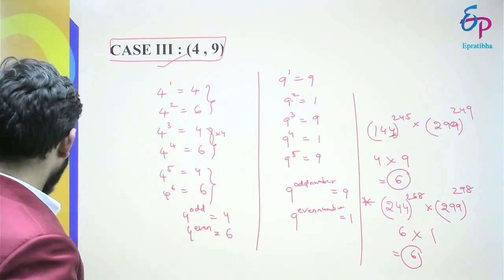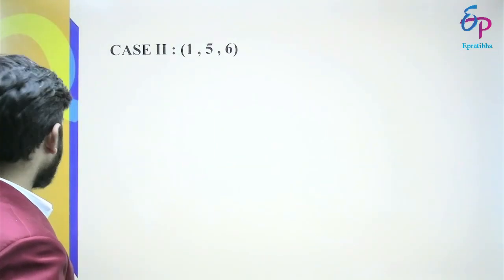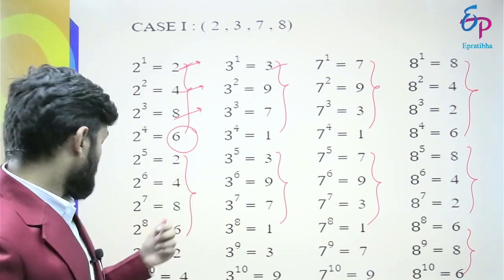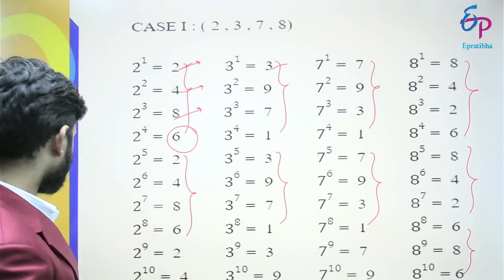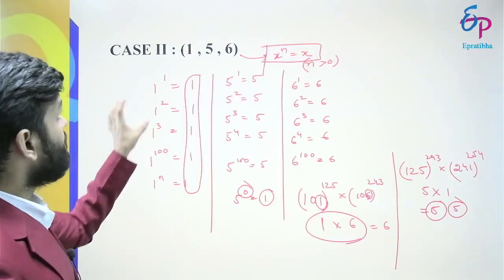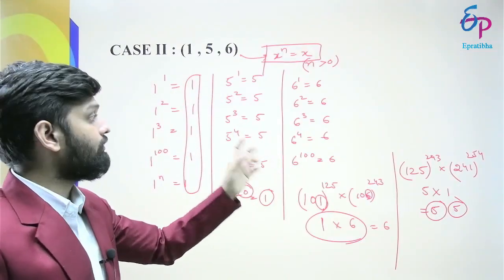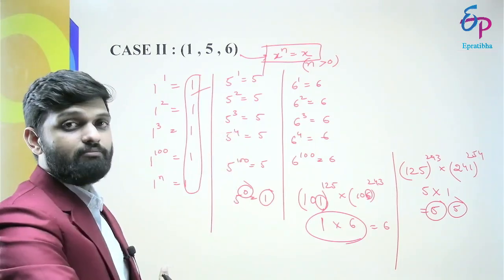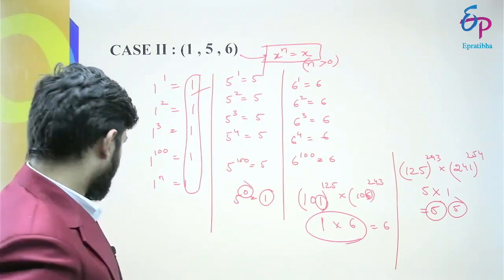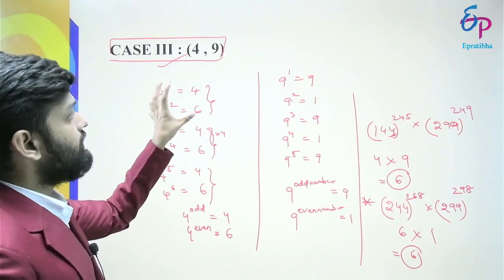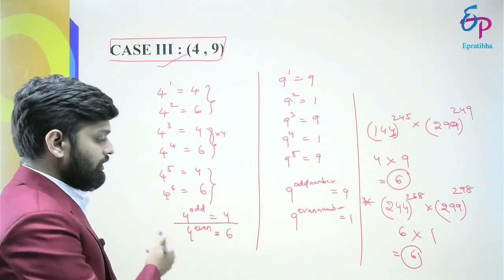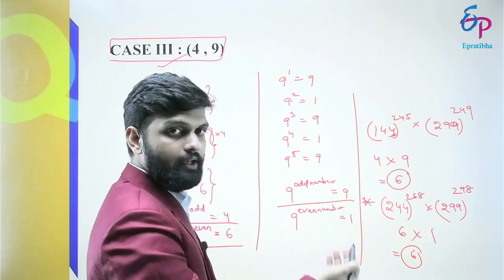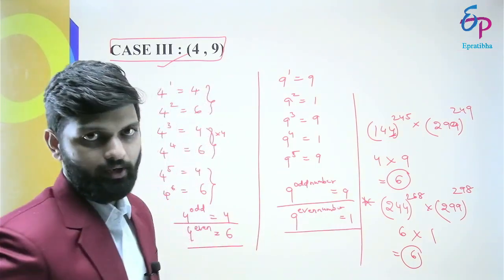We have seen what we have seen. Case 1, it is 2, 3, 7, 8. So it will follow the cyclicity of 4. And if you see 1, 5, 6, it will follow the same: x power n is equal to x, provided that the base numbers are 1, 5 and 6. What is case 3? Case 3 is 4 and 9. 4 power odd number is 4, 4 power even number is 6, 9 power odd number is 9, and 9 power even number is 1.